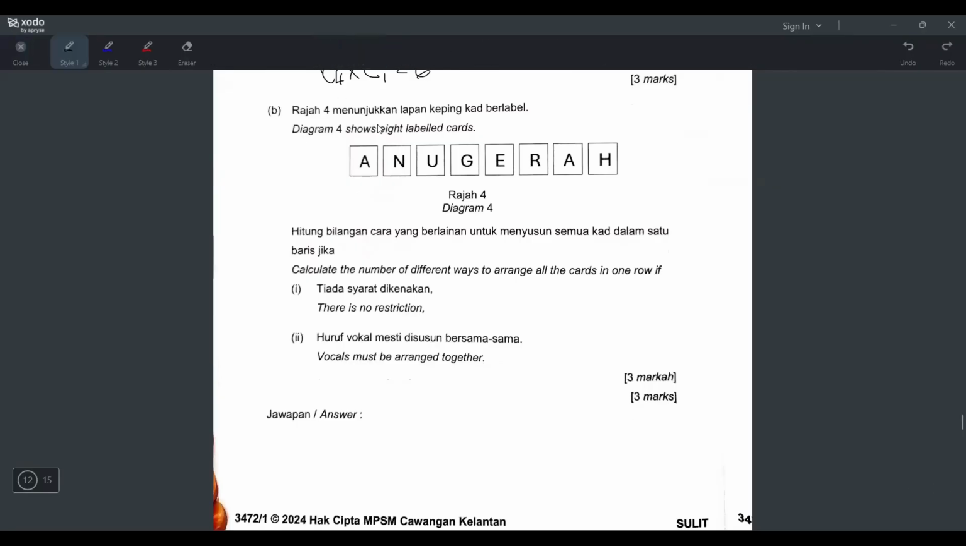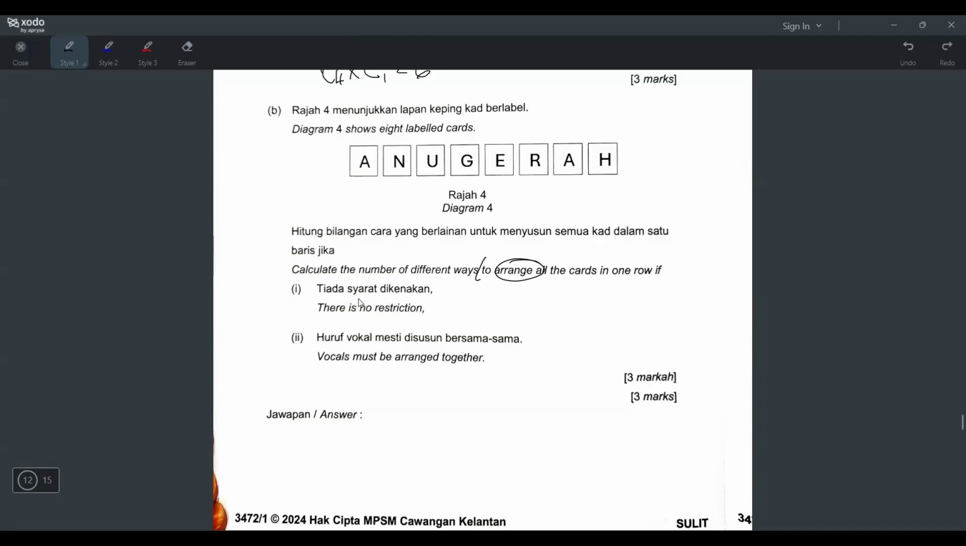Let's do B. Diagram 4 shows 8 label cards. So 1, 2, 3, 4, 5, 6, 7, 8. But be careful, there are identical letters here, identical objects. So when we're doing identical, we have to be careful. Okay, let's see. Calculate the number of different ways to arrange. So it's a permutation question. Arrange means the order is important.